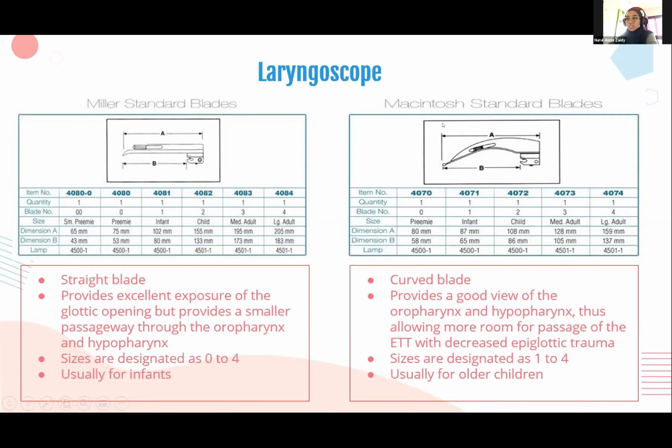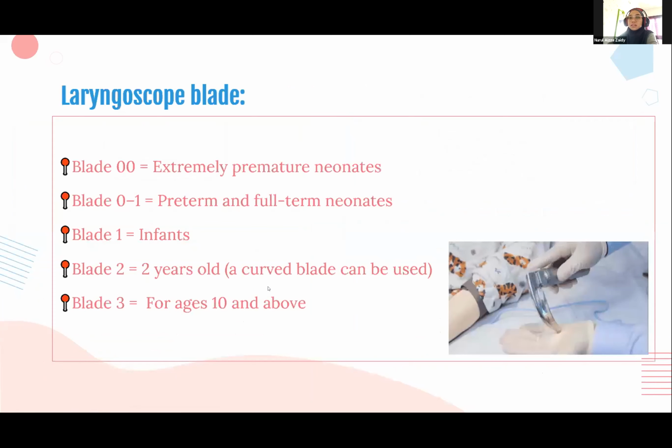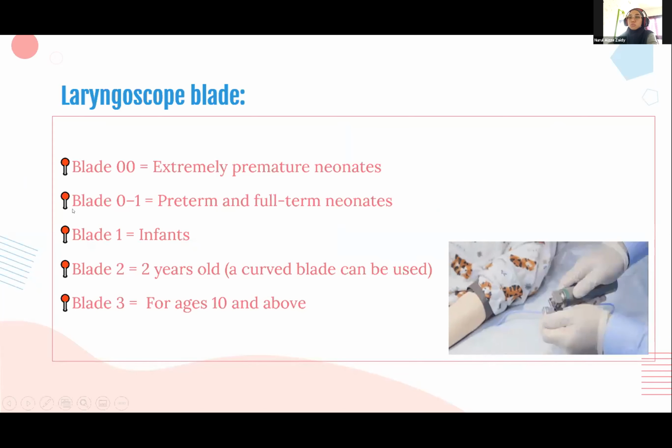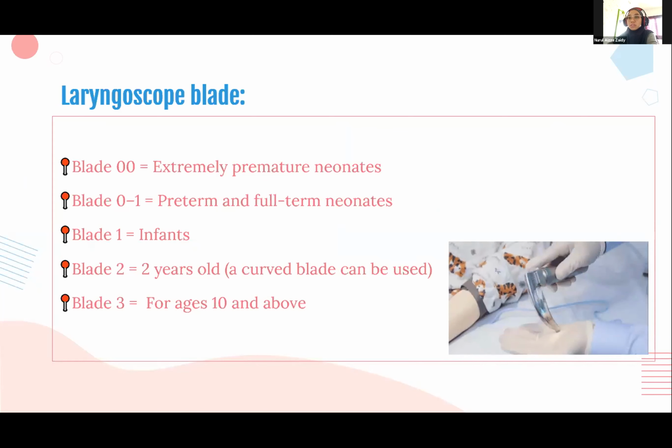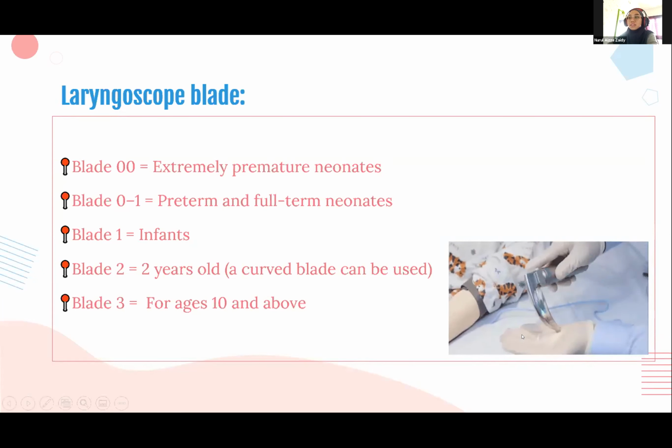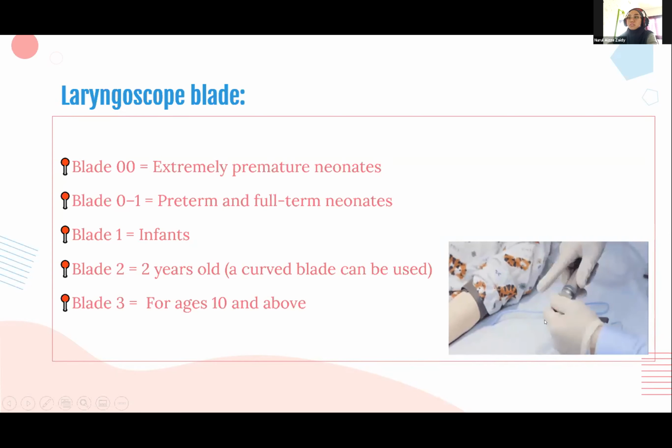And for Macintosh, it is a curved blade and it provides a good view of the oropharynx and hypopharynx. The sizes are designated as 1 to 4, and it is usually used for older children and adults. So for the laryngoscope blade, this is the size of the blade. Blade 00 is for extremely premature neonates. For blade 0 to 1, we use in preterm and full-term neonates. Blade size 1 for infants, blade 2 for 2-year-old children, and at this age we can already use a curved blade. And then blade 3 for age 10 and above. You can see in the picture the clinician is assembling the blade and the handle, and you should always check the light source so that it works.